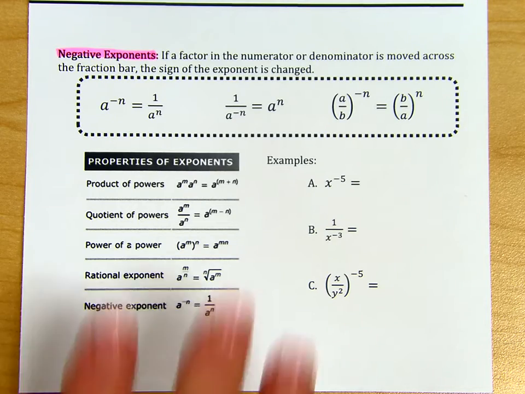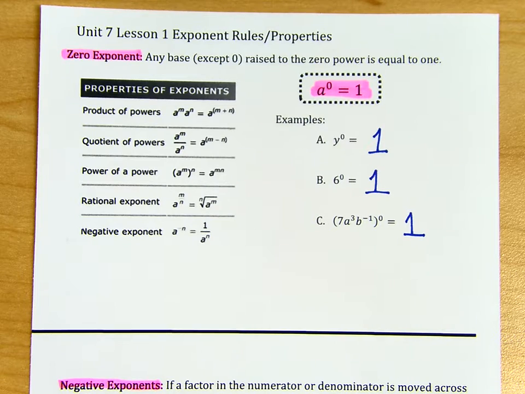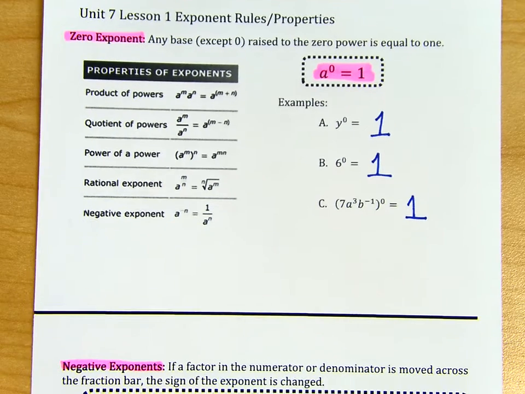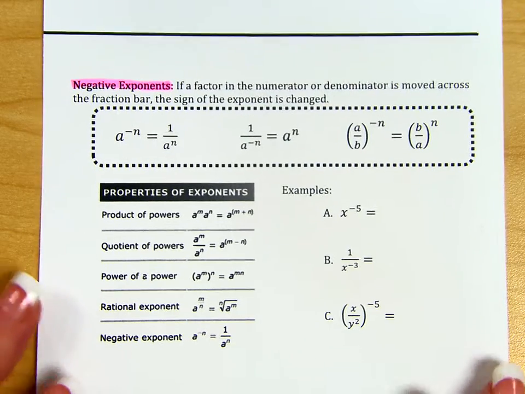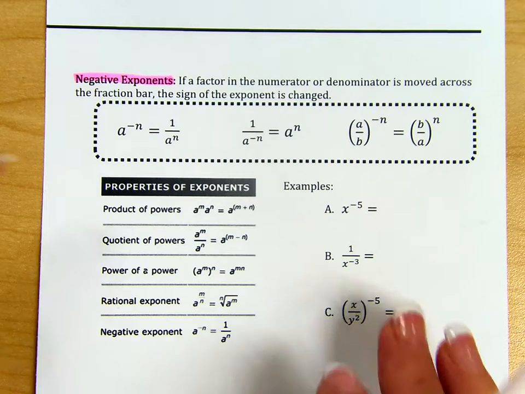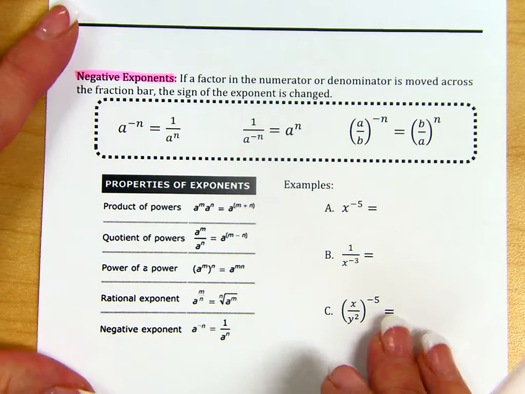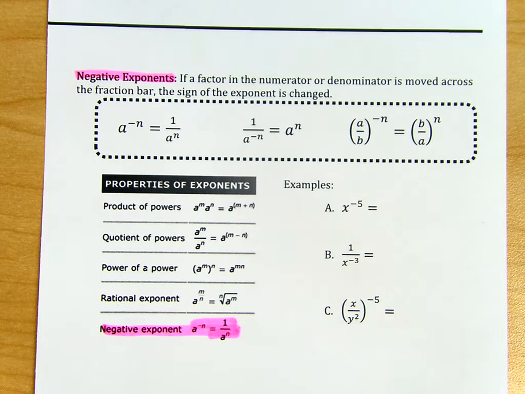This will be part 2 of our Unit 7, Lesson 1 set of notes on the exponent rules and properties. In part 1, we dealt with the zero exponent. In this part, part 2, we were dealing with negative exponents. In the excerpt here from your formula chart, we see down here is our negative exponent property.